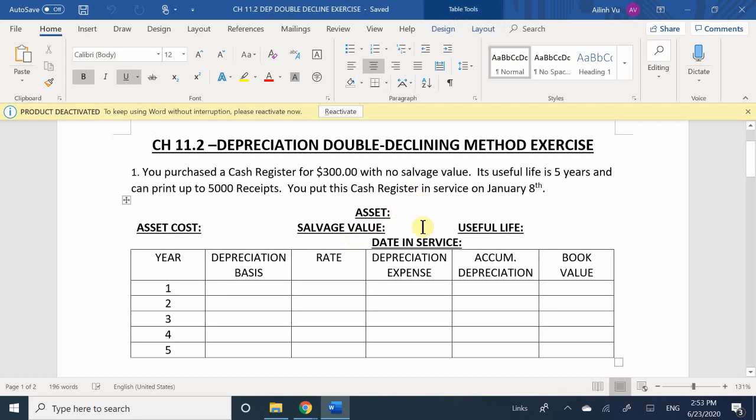What is my asset? The cash register. How much does the asset cost? $300. And is there a salvage value to it? No. What is its useful life? 5 years. Okay, good. And when did I put it into service? January 8th.